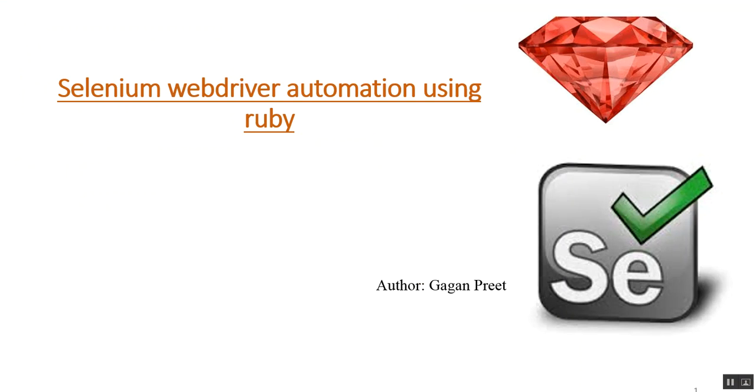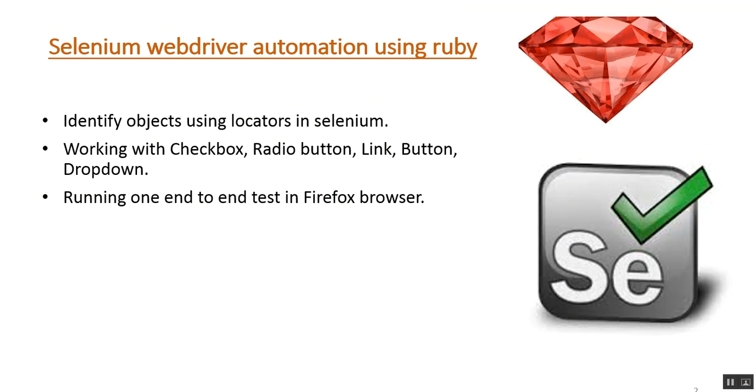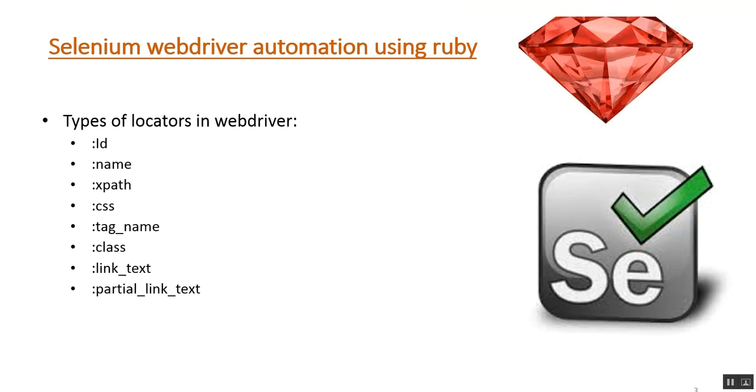Hi all, welcome to the second tutorial of automating a web browser using Selenium WebDriver with the language Ruby. I'm going to cover three topics today: identifying objects using locators in Selenium, working with checkbox, radio button, link button and drop down, and running an end-to-end test in the Firefox browser. Selenium has 8 major types of locators: ID, name, XPath, CSS, tag name, class, link text, partial link text.